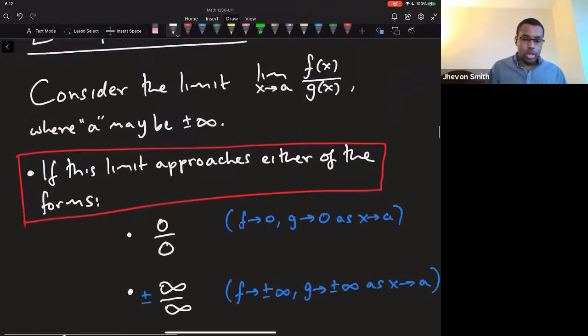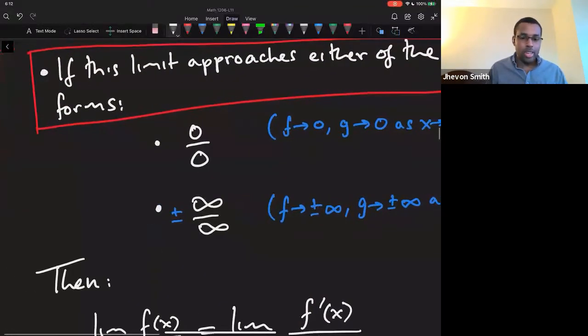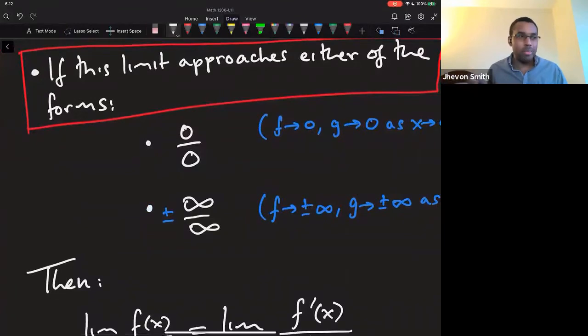And as I mentioned, only in these conditions, which is why I boxed that in red. You can't just do that anytime. You also cannot take a limit just by differentiating the limit. That is not what this is saying.